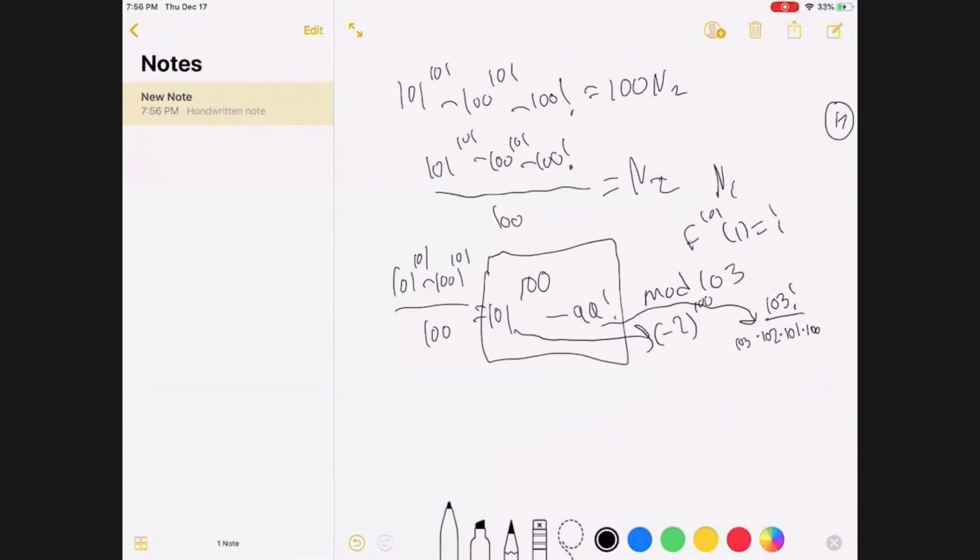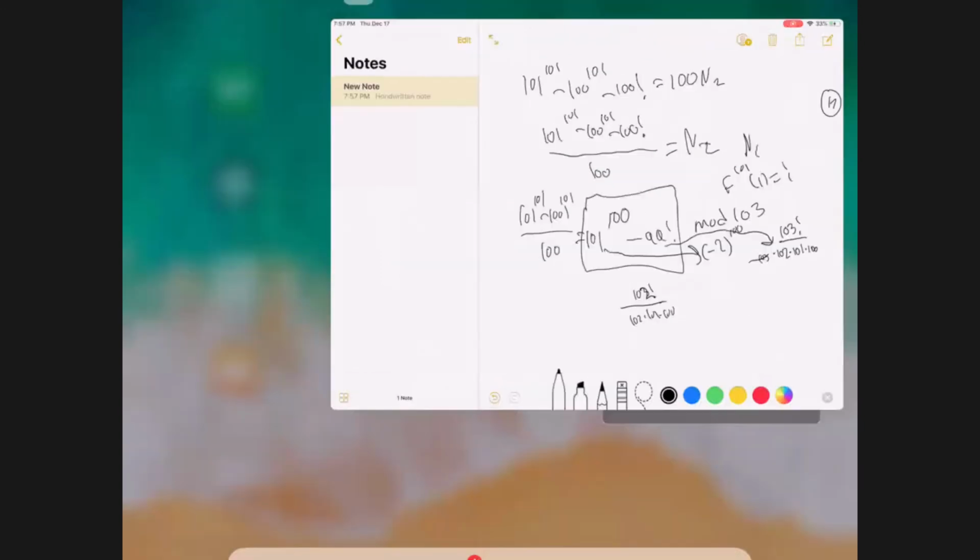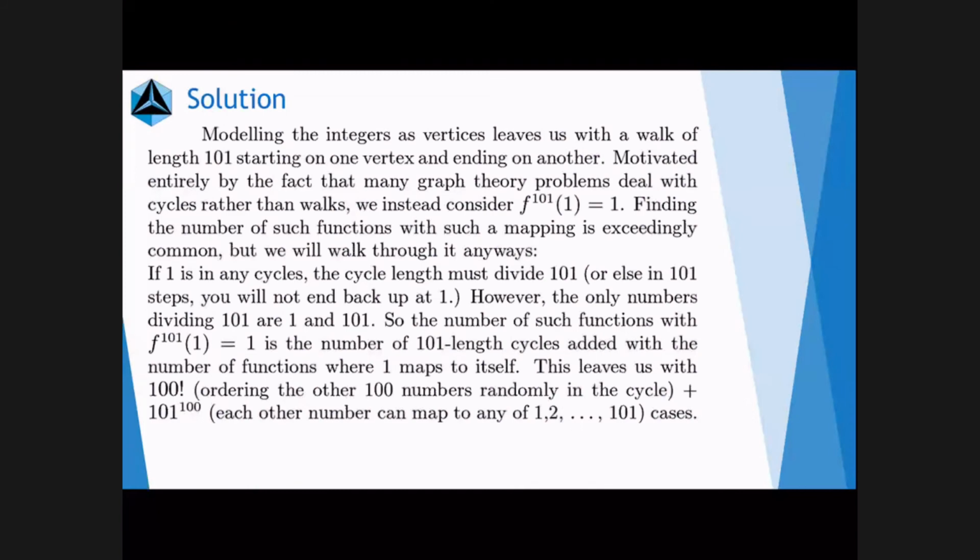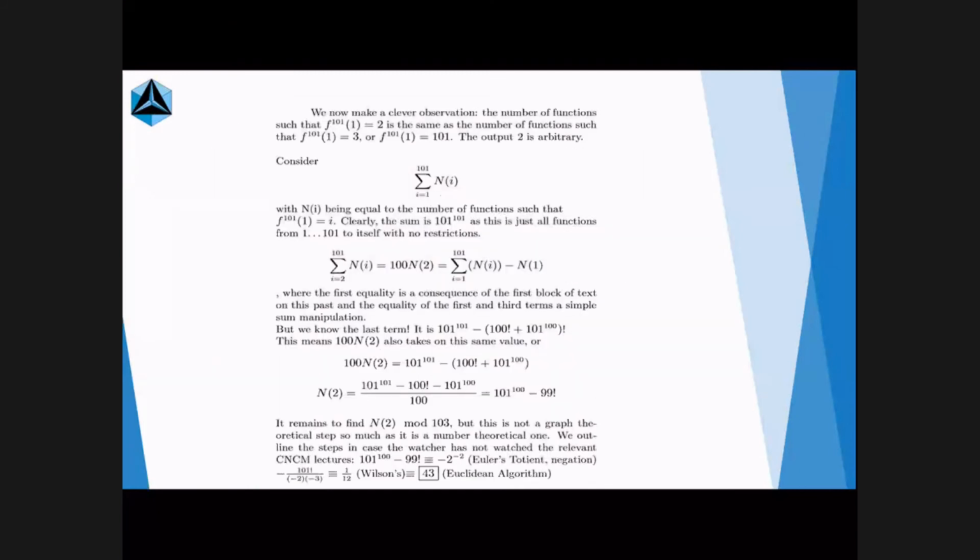But what we really get is that we'll get 102 factorial over 102 times 101 times 100, and we'll replace numbers with their complements and their corresponding negatives. So we'll end up with 101 to the 100 minus 99 factorial is just -2 to the -2, which is 1/12, which is 43.